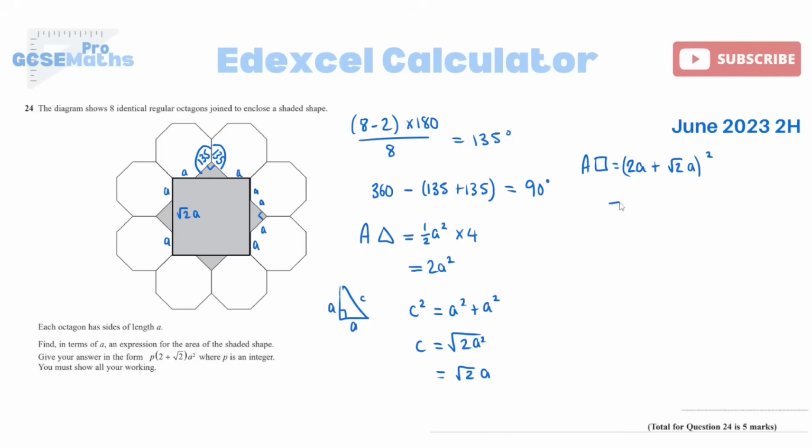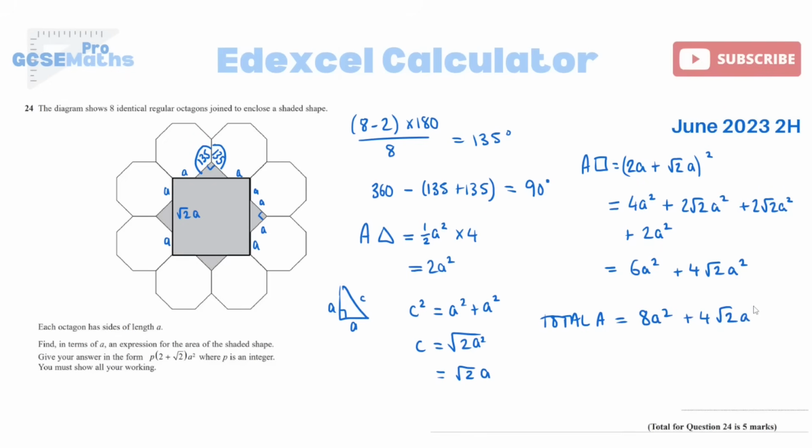Now let's see if I could expand that. That's basically double brackets, isn't it? So 2a squared... plus 2 root 2 a squared plus another 2 root 2 a squared plus the last bit, which would be just 2a squared. So that would simplify to 6a squared plus 4 root 2 a squared. Or you could obviously pull out the a squareds and put them together. But for the total area, I just need to add the other 2a squared, because that's my triangles, isn't it? So that's 8a squared plus 4 root 2 a squared.